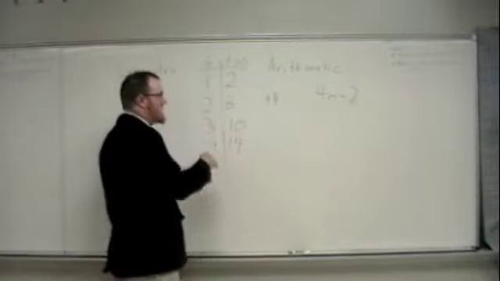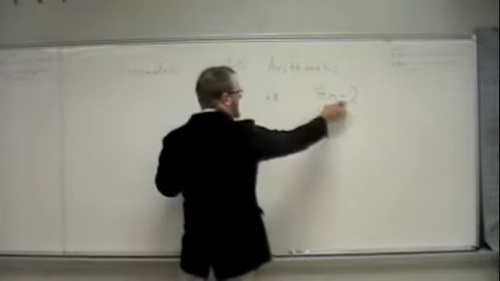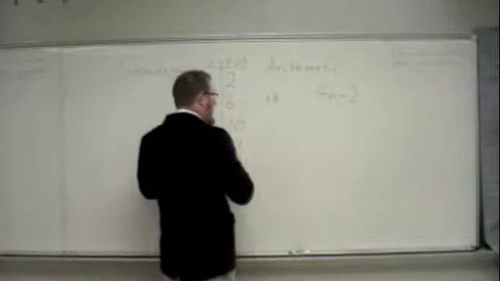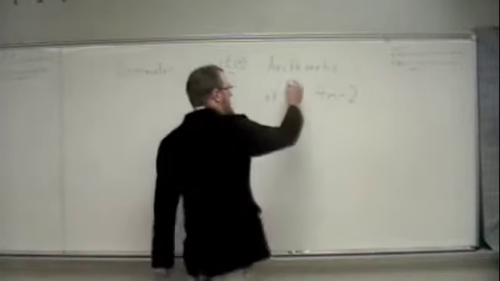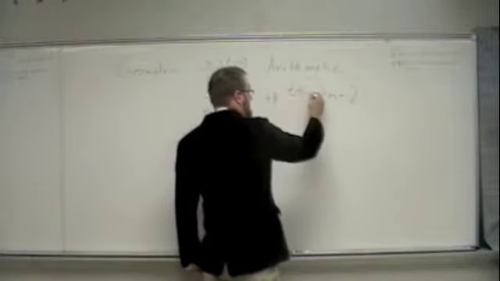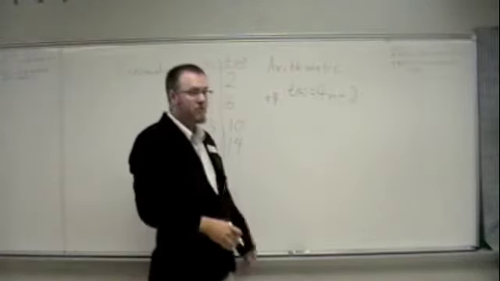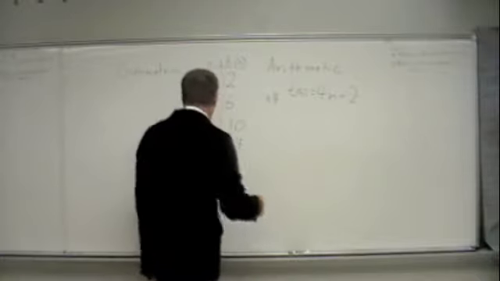We check it out with our table. 3 times 4 is 12, minus 2 is 10. 4 times 4 is 16, minus 2 is 14. That works. So we have t of n is equal to 4n minus 2. That's a rule for an arithmetic sequence.